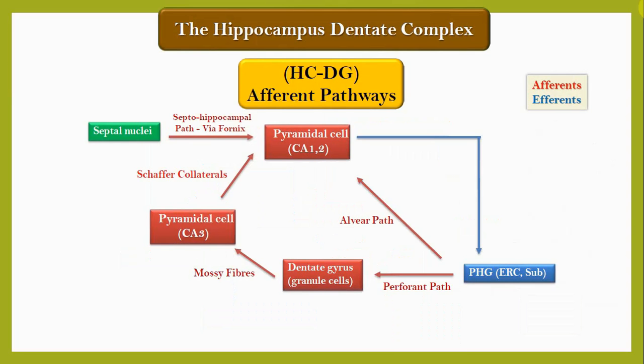Now there is something called the hippocampus dentate complex. Here also the blue are the efferent and the red are the afferent. So from the dentate gyrus, information passes to the CA3 region, then to the CA1 plus 2 region of the hippocampus, which projects to the parahippocampal gyrus.